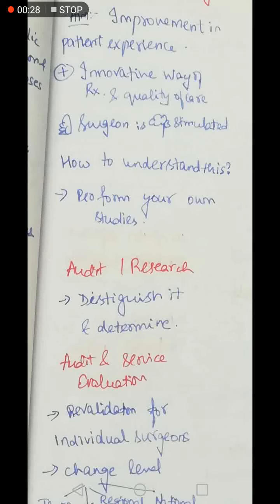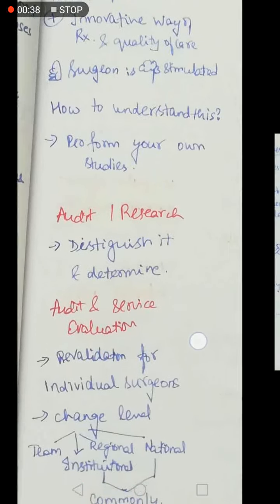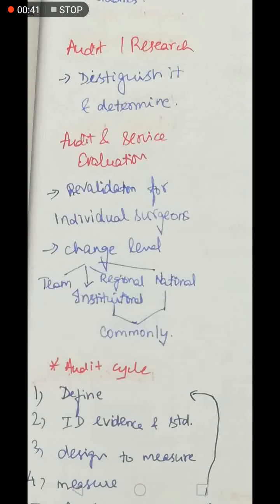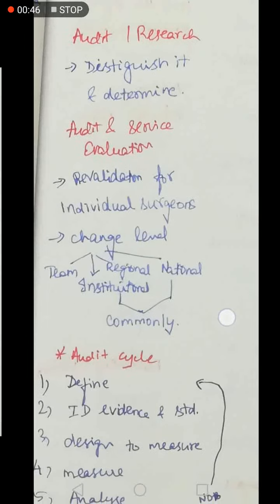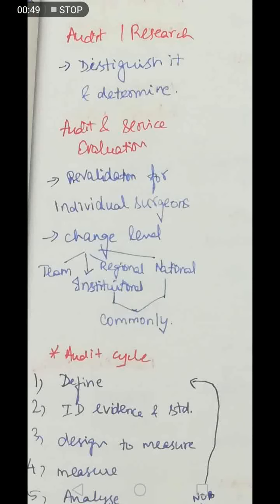Perform your own studies. So basically, surgical audit and research is revolving around research. I'm pretty sure that many of you guys will also be starting to build up your CV. So do your own studies and find out how the audit and research works. So audit or research, first of all, the first step is to distinguish it and determine the aim of it.